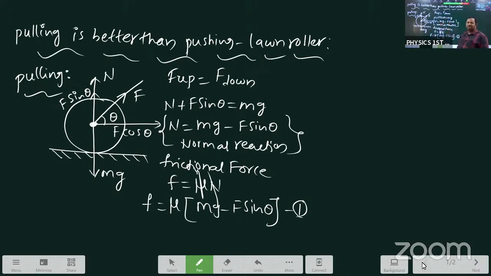What does the upward force mean? N and F divided into two components. F sin theta plus N, this is the upward force. Downward force is equal to mg. Then the frictional force formula, F equals mu into N.